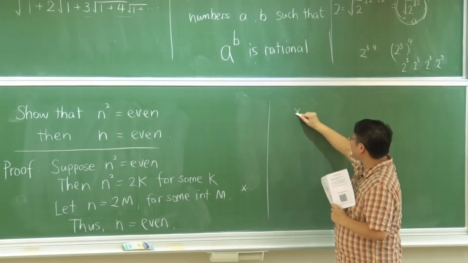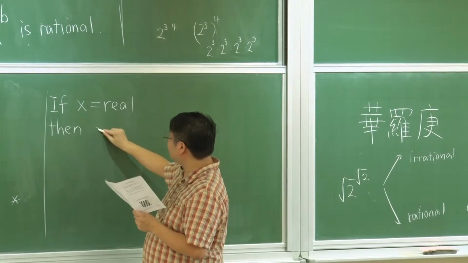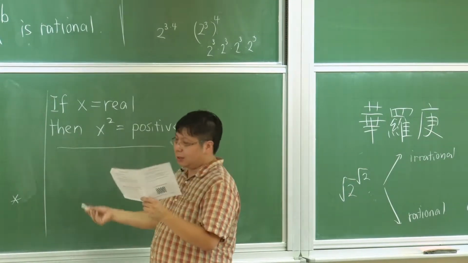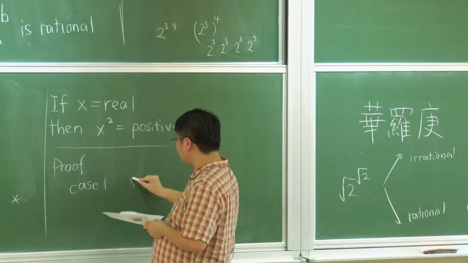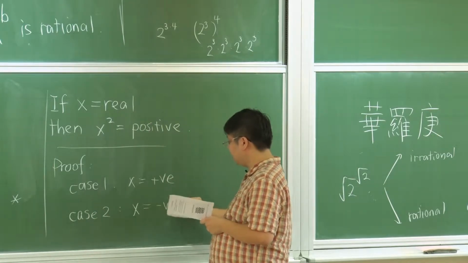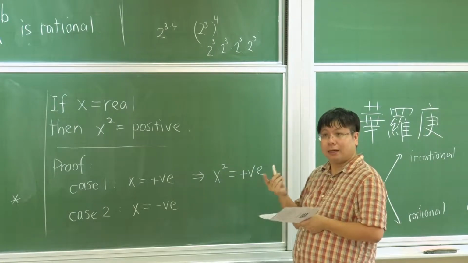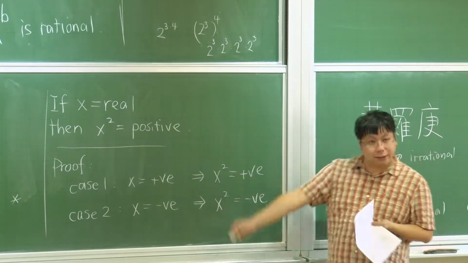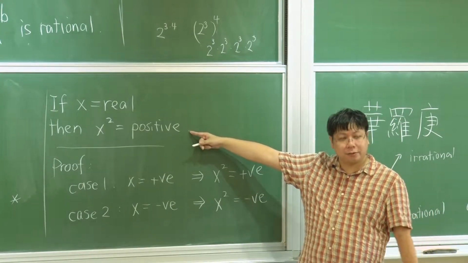So this is also a mistake. If x is real, then x squared is positive. So how do we prove this? There are two cases. Case 1, x is positive. Case 2, x is negative. If we are talking about case 1, x is positive, then we will have x squared is positive, right? If we start with x is negative, then we will have x squared is positive. Is that okay? So we have two cases, and all the cases say x squared will be positive. So we are using proof by cases. So in all cases, if x is real, then x squared is positive.